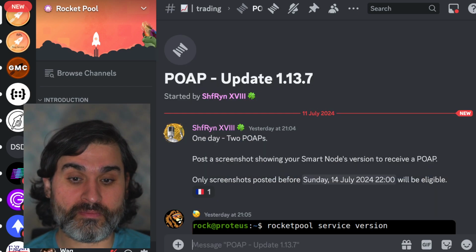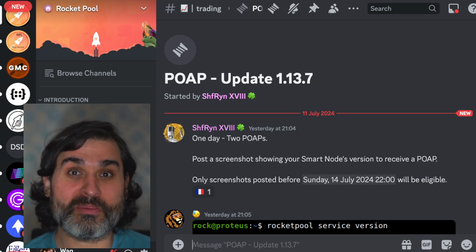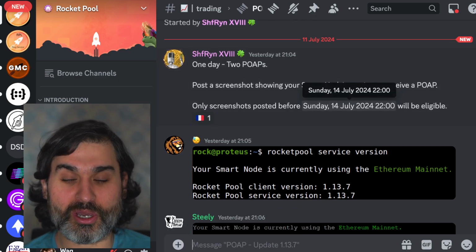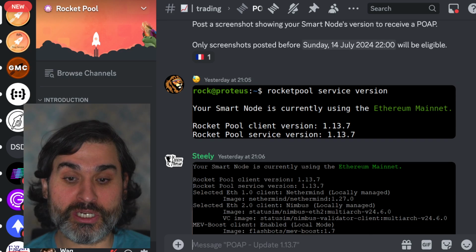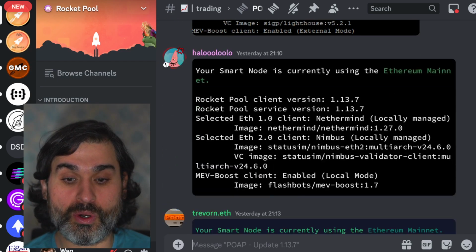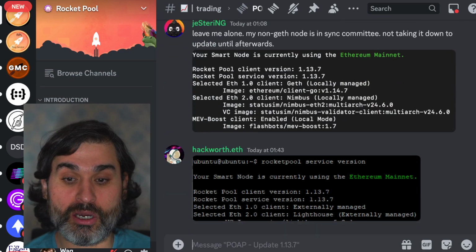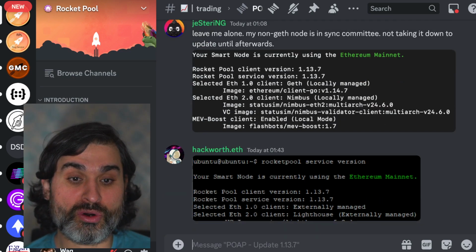language. And of course, with another day, we get another update, and with another update, we get another PWAP. So Chevron here says 1 day, 2 PWAPs. We're going to be talking about that later. He says post a screenshot showing your Smart Node by 4 Sunday, and you will get this PWAP. So a whole bunch of people have already submitted their updated versions, and I will do that also after I finish recording Rocket Fuel today.